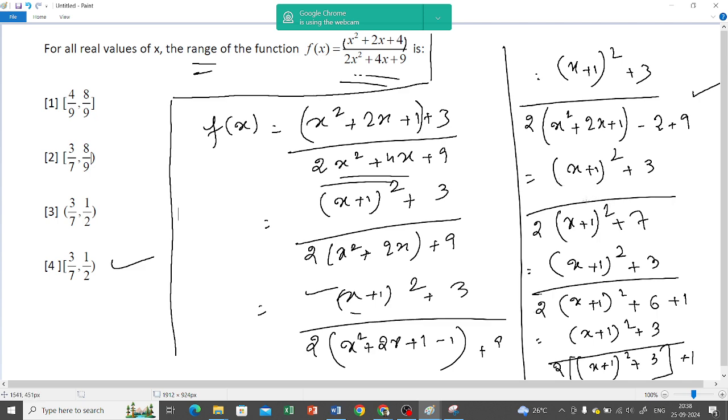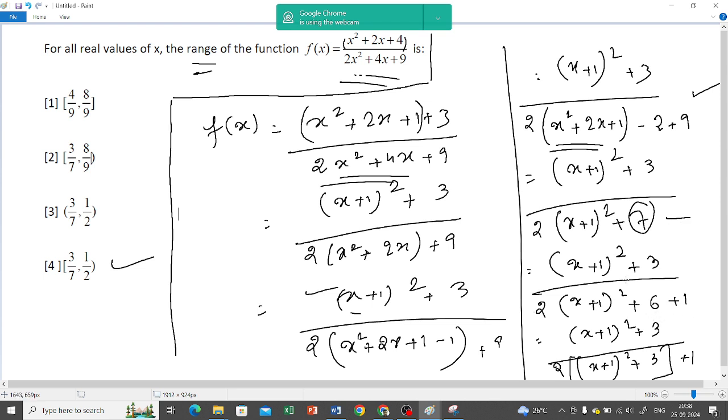Ritama? Okay. So now this is becoming (x plus 1) whole square plus 3, and the denominator is becoming 2 into (x plus 2), what is this portion? That is x square plus 2x plus 1. This portion is (x plus 1) whole square, and minus 2 plus 10 is plus 7. Now this is (x plus 1) whole square plus 3 divided by 2 into (x plus 1) whole square, and this 7 can be written as 6 plus 1.